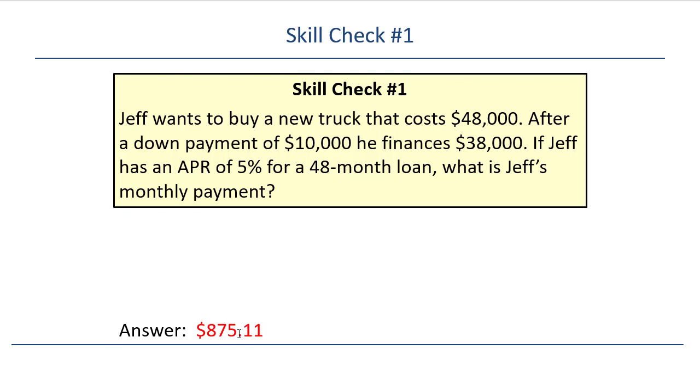So you can see that it did go up a lot, remember, because A, we were borrowing more, B, our interest rate was higher, and C, our amount of time was less. All of those things make it go up.